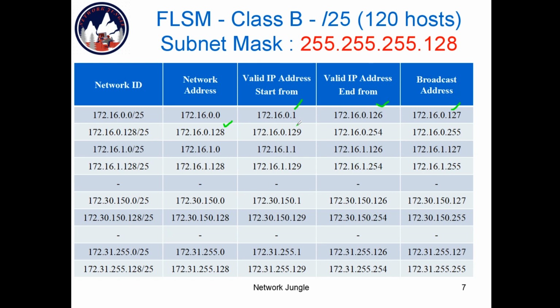The first valid IP address for this segment is 129. Then the last valid IP address is 254. Then the broadcast IP address is 255. Likewise, only the second portion will be changed: 1, 2, 3, then incremented successively. So the final value is 172.31.255.128. So 129 is the valid IP address, ending at 254. Then the last usable IP address is 254. Then the broadcast IP is 255.255.